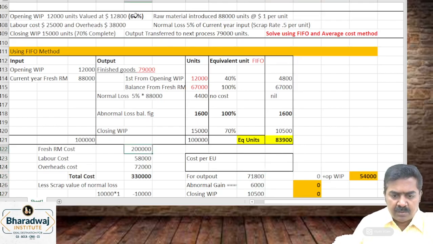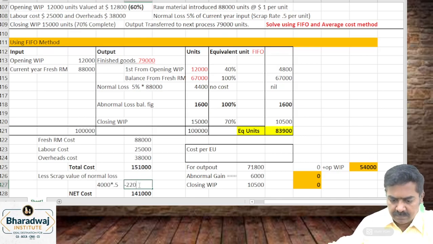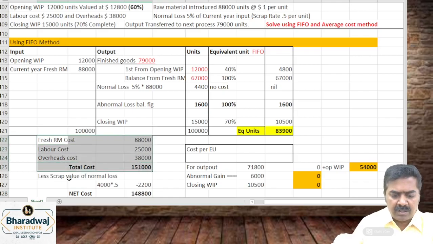Fresh raw material cost. What is the fresh raw material cost? 88,000. Labor cost is $25,000. Overhead cost $38,000. Scrap rate of normal loss is given as 0.5 per unit. So what is the normal loss? 4,400 into 0.5. This will give us the net cost. Raw material, labor, overheads, total cost minus scrap value will give us the net cost, with normal loss of 4,400.